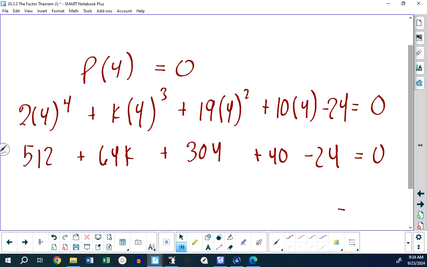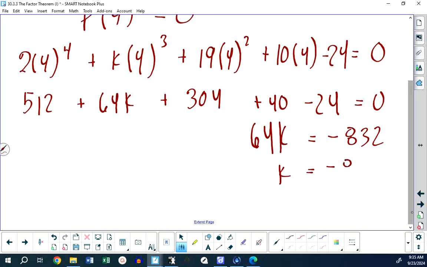So now you add all these numbers together, 512, 816, and another 16 is 832. So I get 64k equals negative 832, am I right? So k is equal to whatever negative 832 over 64 is, and I couldn't be bothered. 6, maybe 13? I didn't do the division, I just kind of estimated. So k is equal to negative 13.